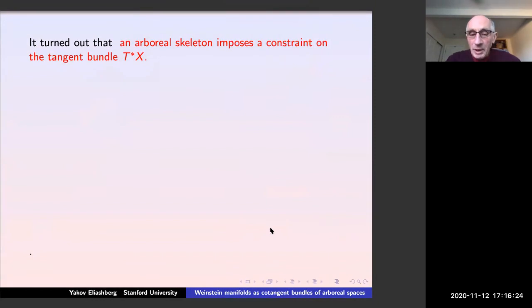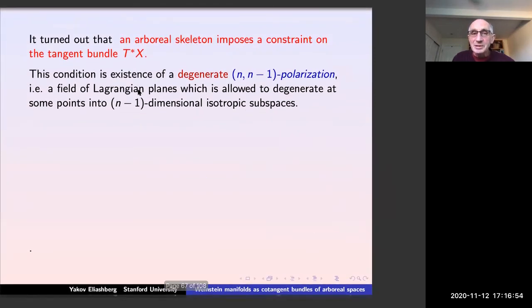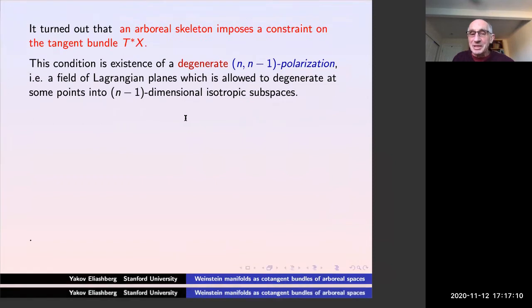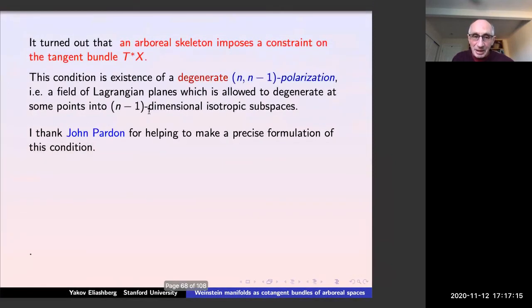So the problem is: given a Weinstein manifold or cotangent bundle, whatever, can you arrange to deform the structure to make the skeleton arboreal? That was the original conjecture, but it turns out it's wrong. There is a constraint. It's not true for every Weinstein manifold, because it imposes some constraint on the tangent bundle. This constraint is something I call an (n-1)-polarization. Roughly speaking, it is a field of Lagrangian planes which is allowed to degenerate at some points to an (n-1)-dimensional subspace. I'm grateful to John, who helped me formulate it in this form, because originally I was saying this in a less nice form.